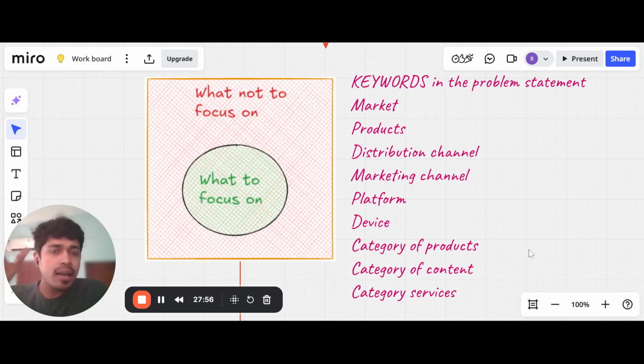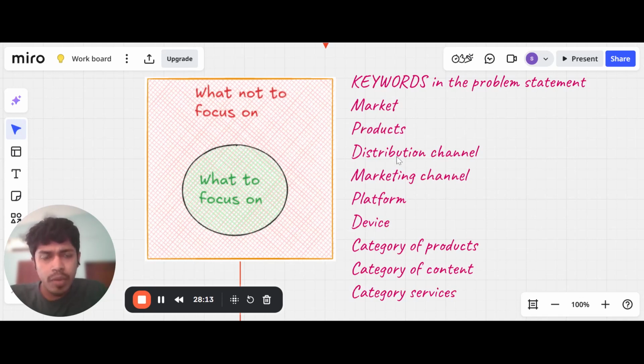So you get the idea, right? These are the items I have mentioned here. Not all of these items are going to be very important for all kinds of problems. Some problems, market and products will be very important. Let's say it's about an e-commerce thing, right? Then the products will become very important.